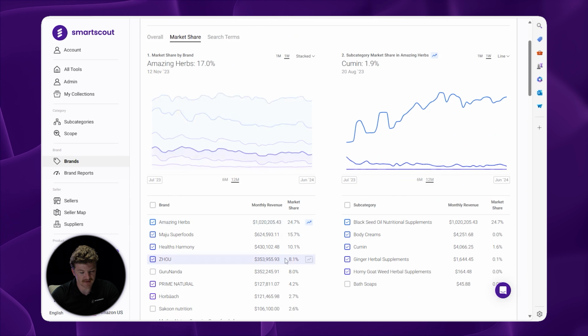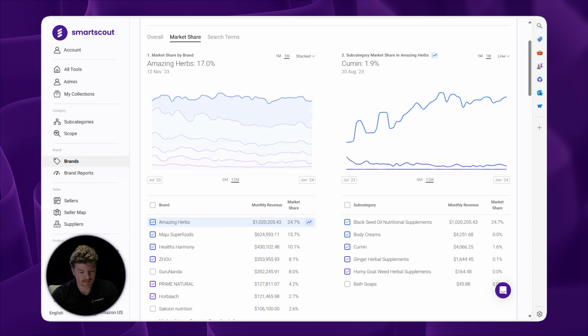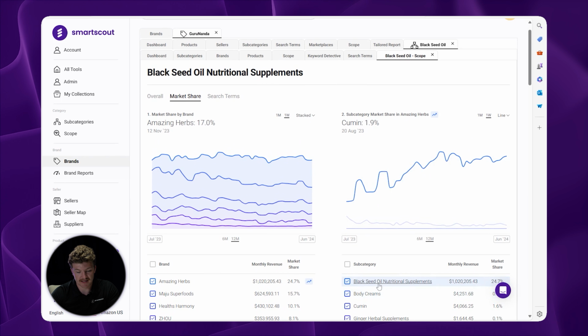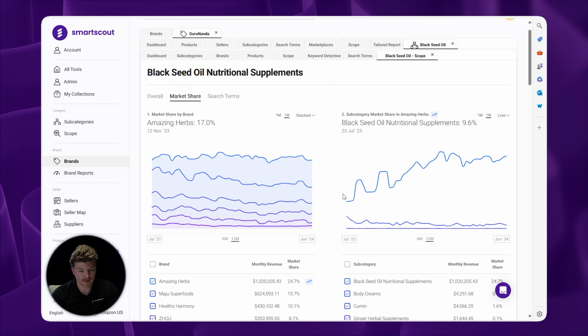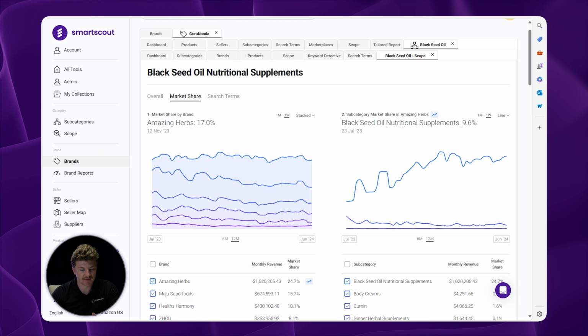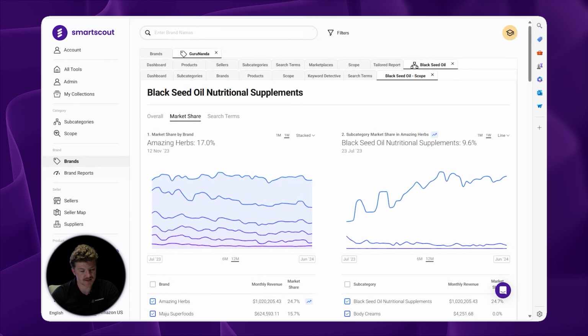And if we want to do some quick navigation here as well, right, we can click through Amazing Herbs and see they have absolutely taken off in their primary subcategory, black seed oil. So in terms of competitive analysis, at a glance, we understand exactly what's happening here. Now let's talk about if we want to launch a brand new product here, what does that look like, right? Let's actually optimize either an existing listing, or if we're going to create a brand new one, this is how you can do it with Smart Scout.